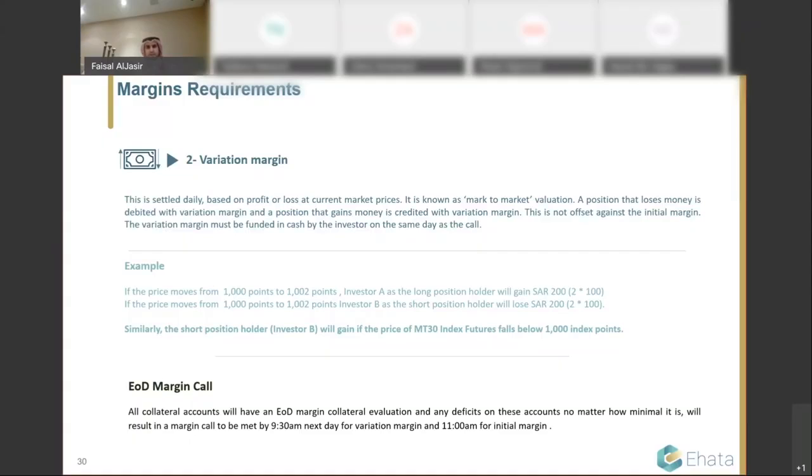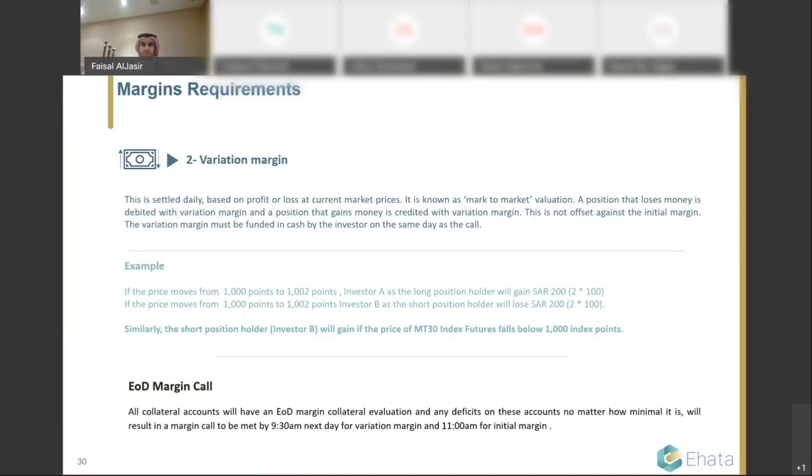Look at the variation margin in the case of a market going up, where we have an investor that is long or an investor that is short. Then the end of day margin call. All collateral accounts have an end of day margin collateral evaluation, and any deficit on this account, no matter how minimal, will result in a margin call.